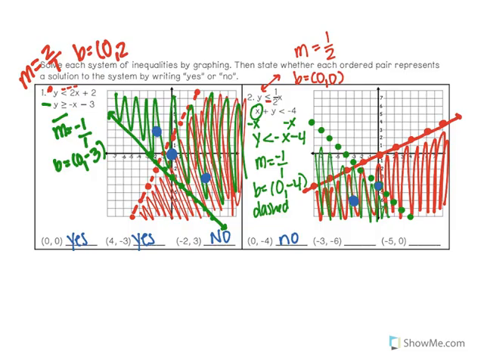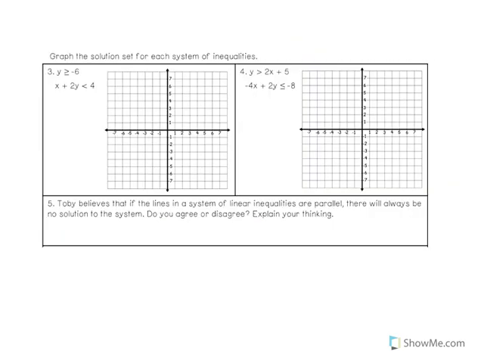And I do see that, yes, it's in both of the shaded regions, so that one is a yes. And then (-5, 0). I see that it's only in the green section, so no, that would not work. So again, we're looking for the area that they're both shaded. All right, so we're going to keep graphing.